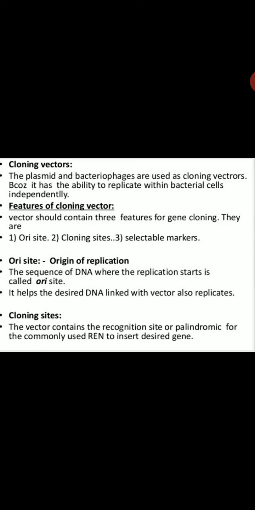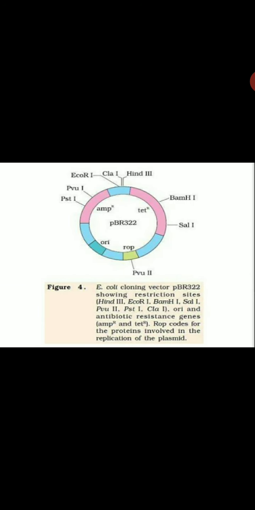Cloning sites: the vector contains the recognition site or palindrome for the commonly used restriction enzyme to insert the desired gene in the organism. Like here, the example of BamHI is given. It has different restriction enzymes with different restriction sites or cloning sites.